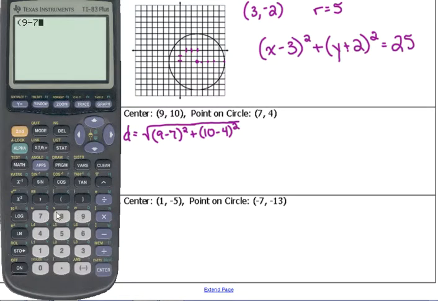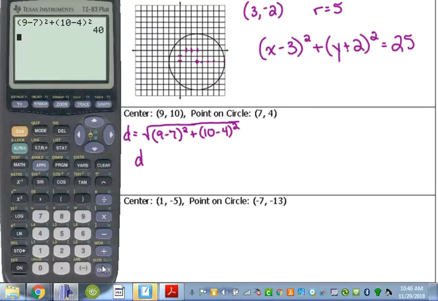Now, I'm going to type in everything in my calculator but the square root. The reason I do that is in case this is not a perfect square. And in this case, it's not. So that distance is the square root of 40. That distance represents my radius. So I'm going to say that equals r, so that I can very easily write the equation.